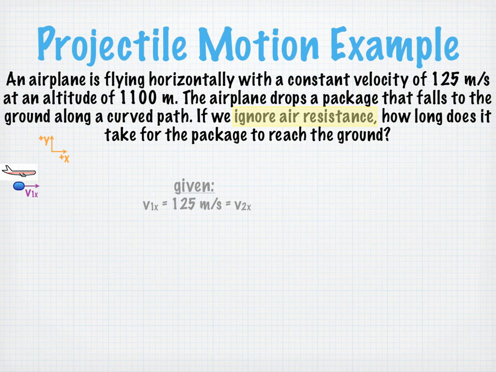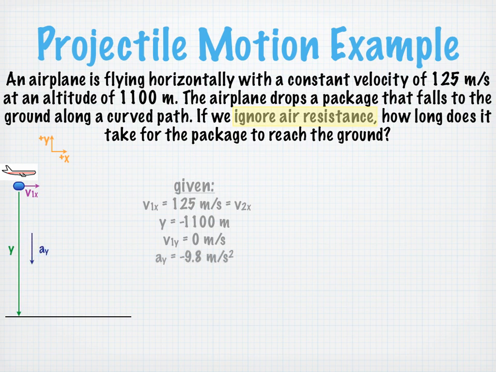The height that the package is starting at is 1100 meters. Since the direction of the vertical displacement of the package as it falls is downward, and our positive direction is upward, the vertical displacement y has a negative value. Since the airplane is flying horizontally, the package has no initial vertical velocity. And as the package is dropping, it has a downward acceleration of 9.8 meters per second squared. Again, since this acceleration is downward, it has a negative value. The package falls along a curved path in projectile motion as the airplane continues on.